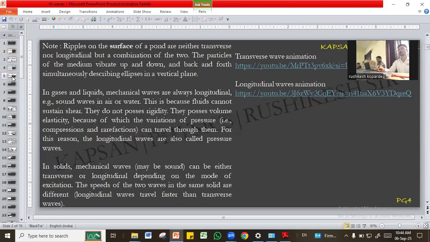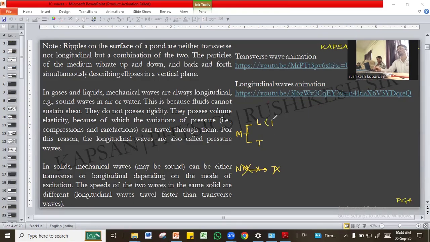Then we also discussed that if we have longitudinal wave, of course we are talking about mechanical waves. We are not talking about non-mechanical or electromagnetic waves. These mechanical waves can be longitudinal or transverse. Non-mechanical waves are always transverse, but we are not talking about them.